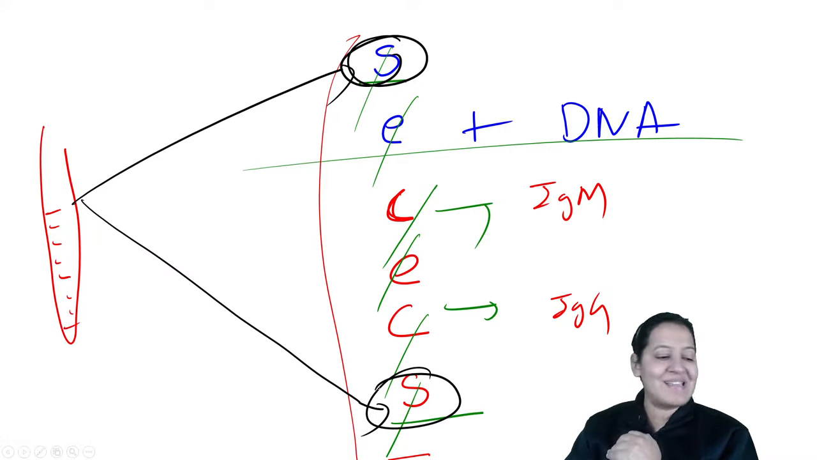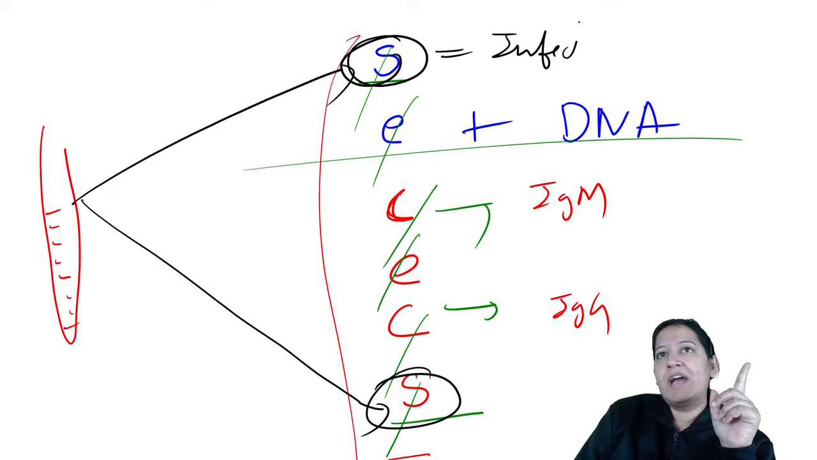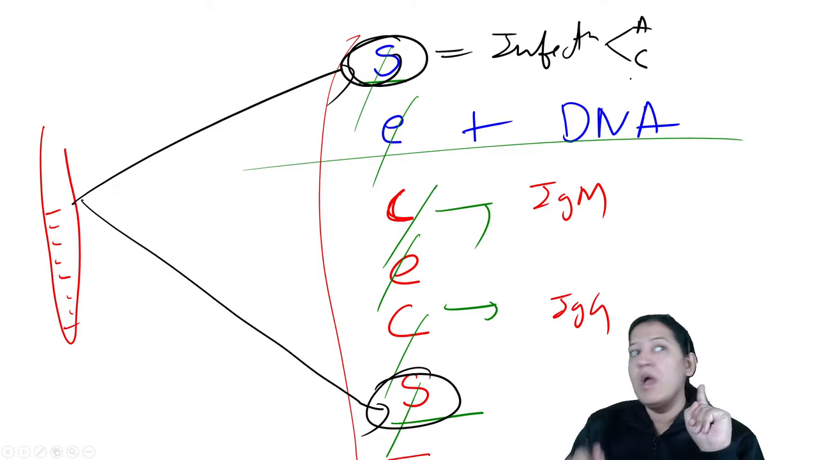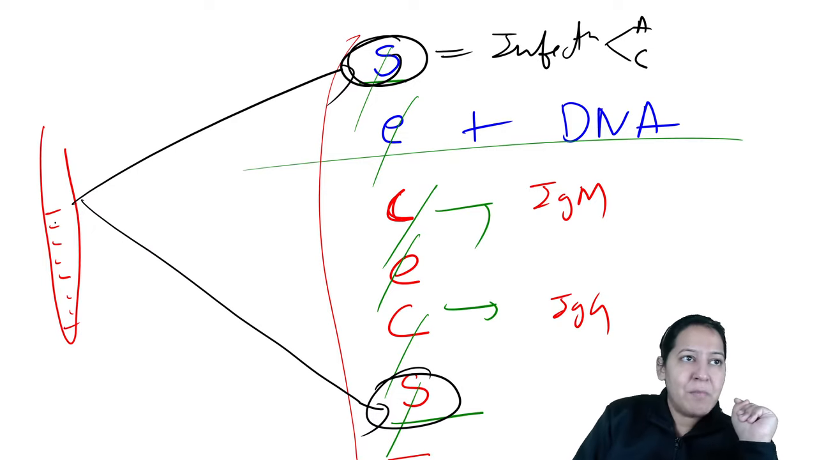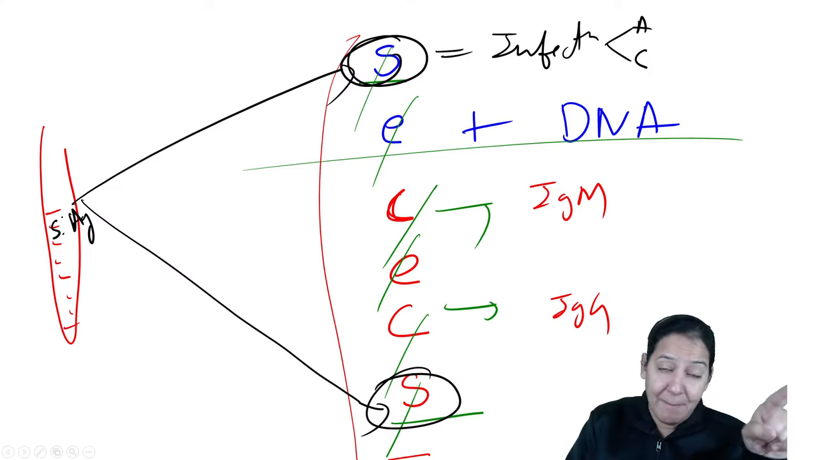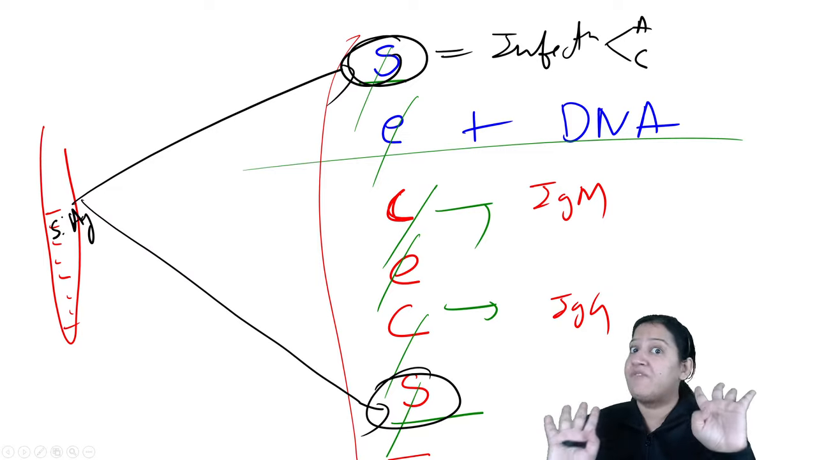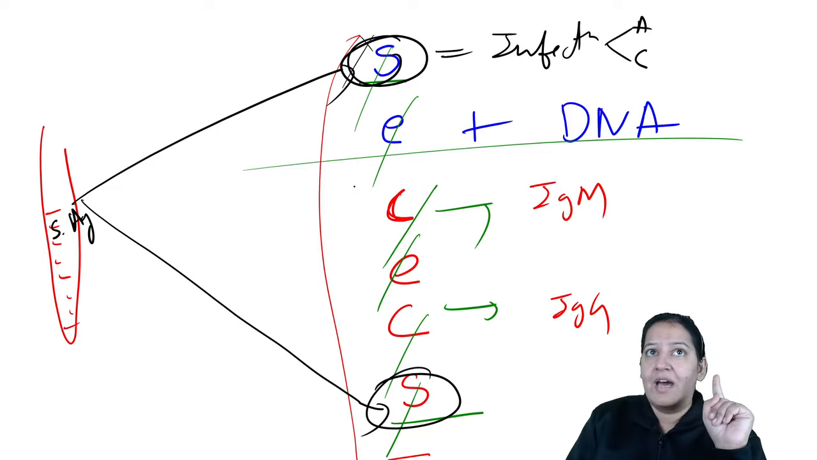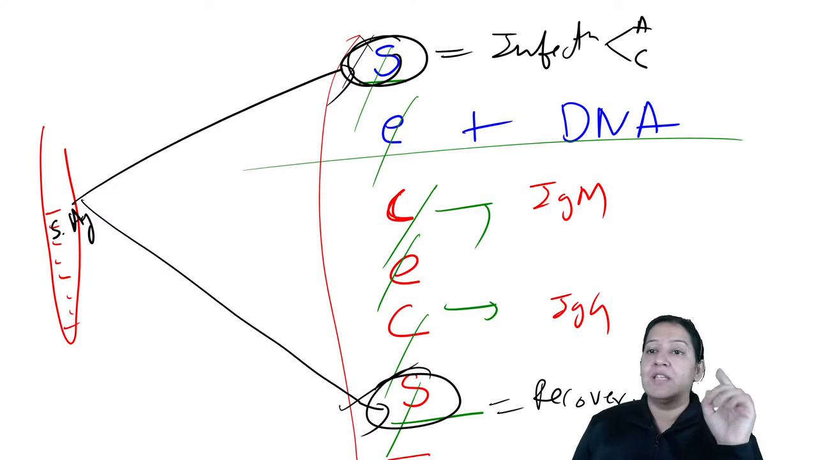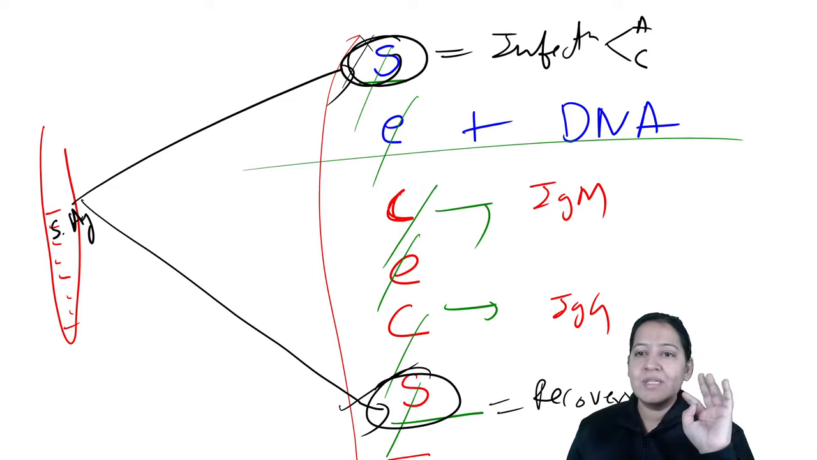So let's talk about S antigen and antibody. If S antigen is present, it is indicating infection. Now I don't know whether the infection is acute or chronic, but the person is having infection right now. If this blood has S antigen, the person is having infection right now, either acute or chronic, I don't know. But if the antigen is not there, but S antibody is there, it indicates recovery. The person is already recovered. The infection was in the past and now the S antigen is gone and the antibody is there.